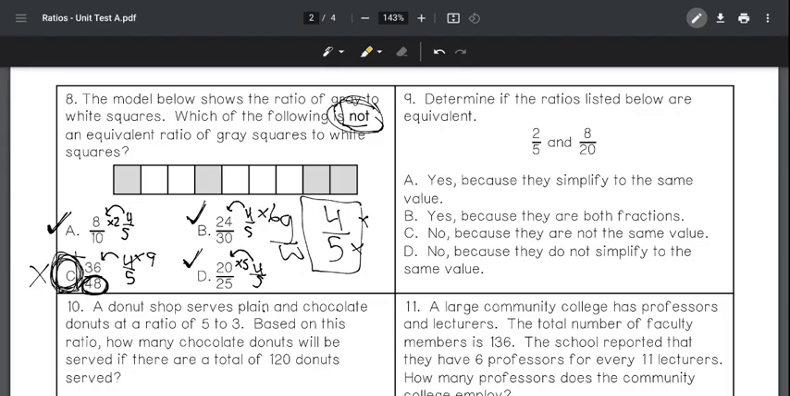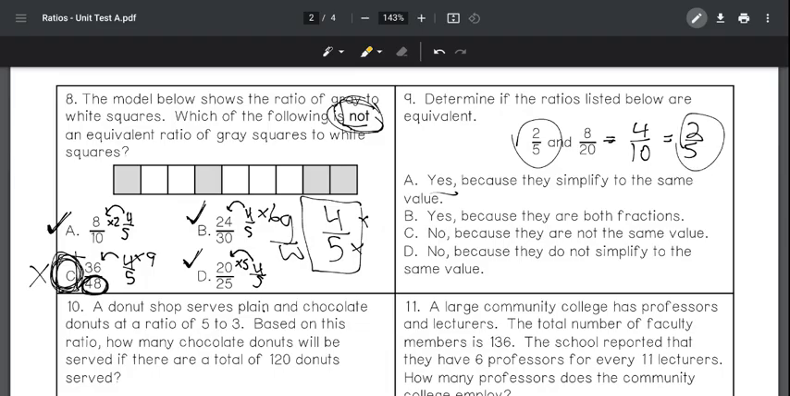9. Determine if the ratios listed below are equivalent. Well, I'm going to look at the rate ratio, 8 to 20. They're both even, so I'm going to simplify it. If we divide them both by 2, we get 4/10. We can simplify it again because they're still both even. We end up getting 2/5. So we get the same thing.